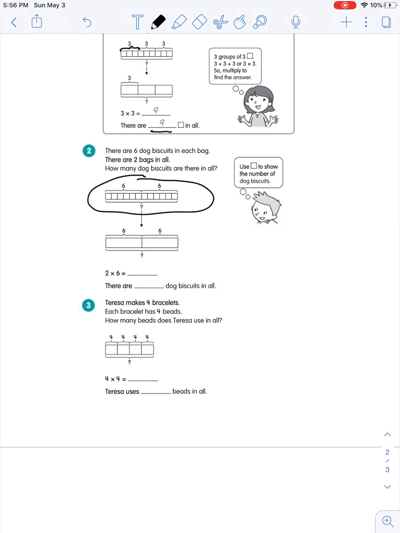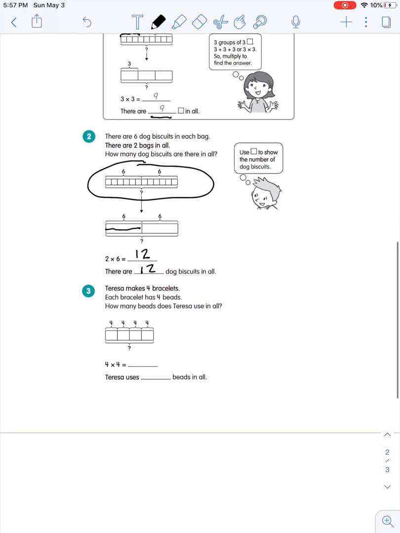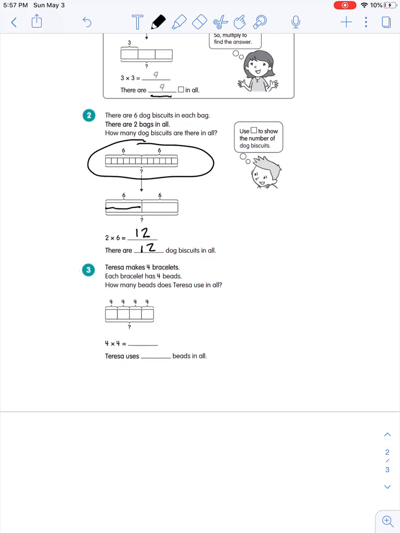Because I know there are 6 dog biscuits in each bag, and they used the bracket to make one bag. They condensed it down here by using one bigger bar to show one bag, and they labeled it with a 6. So we know there's 2 bags with 6 in each bag. So I can skip count by 2s to 6, or I can think 6 plus 6, and I know that. That's a double fact. That is 12. So there are 12 dog biscuits in all.